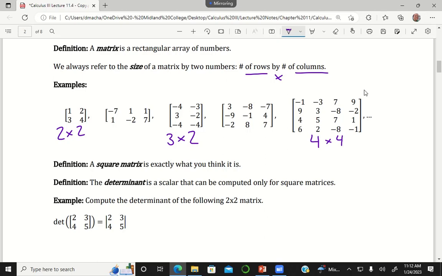So, the size of a matrix is kind of like the size of a vector. Remember, the size of a vector is just how many entries are in the vector. When you talk about the size of a matrix, you have to say the number of rows and the number of columns, in that order.